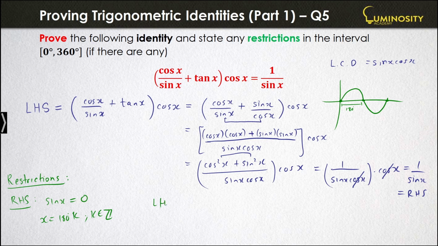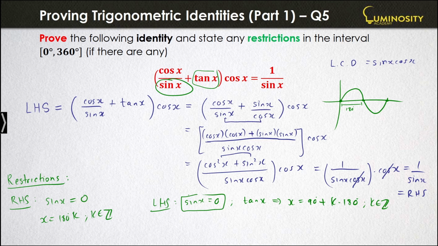Next, for the left-hand side restrictions, I have a cos x over sin x. So when sin x is 0, that's a problem. And then tan x here, when tan x has a problem, that is when x is 90 degrees plus k times 180 degrees. Those are the asymptotes of tan. Okay, so the sin x equals 0, we've already solved for that. So we just need to look at this one here, which we've solved for as well.